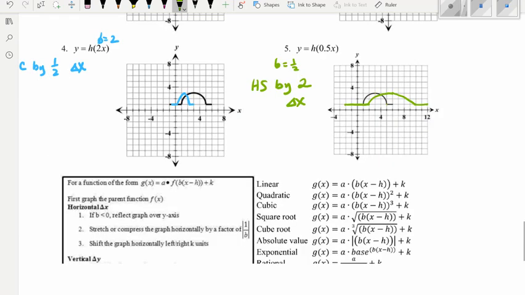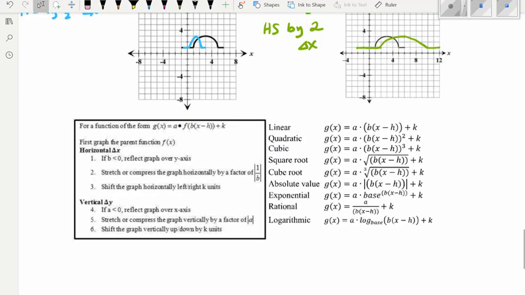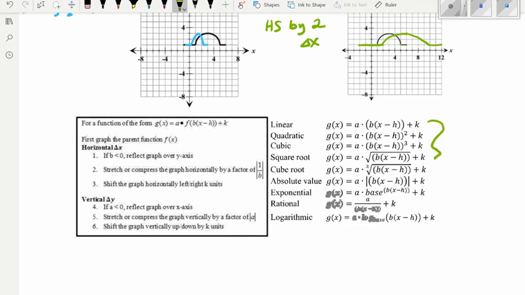And again, here are just written down all the equations that we had written out before with where each of the variables are. And this is the order of operations that we follow when we're doing our transformations. So we always want to do B, H, A, K. And we'll talk about that more when we actually talk about combining our transformations.